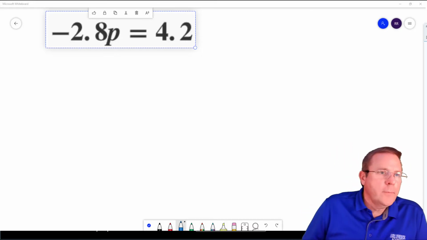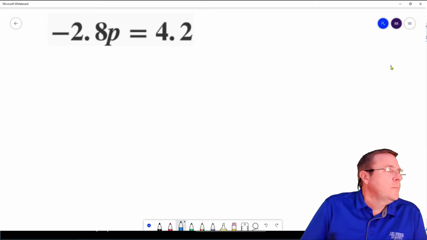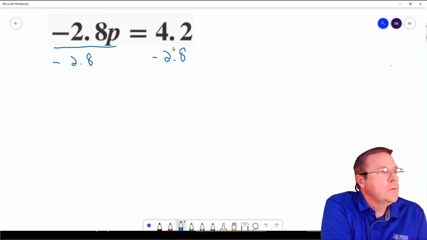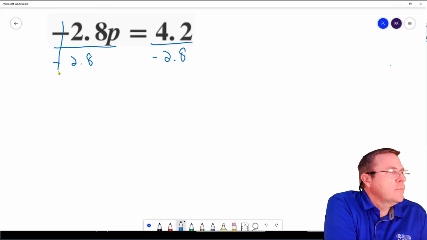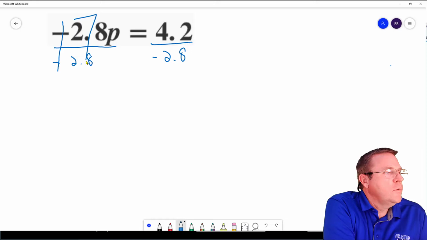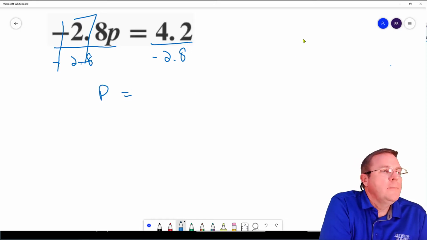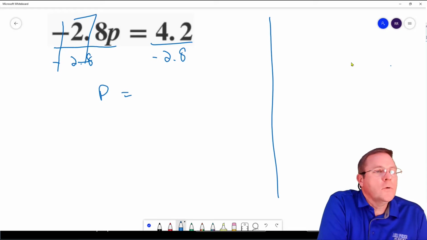So I'm going to start off by isolating the variable, dividing by a negative 2.8 on both sides. Do it on the left, do it on the right. The negatives divide each other out, becoming positive. 2.8 divided by 2.8 is 1, and 1 times p is p. And then we're going to need to do some grunt work here.